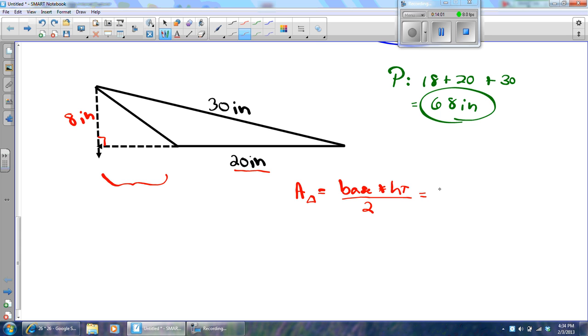Okay, so the base is going to be 20. The height is 8. And we're going to cut it in half. And I believe that we are going to come up with 80 inches squared. And there you go.